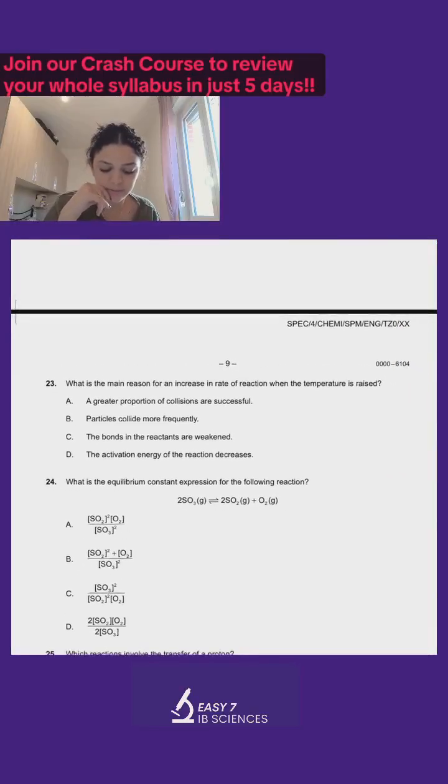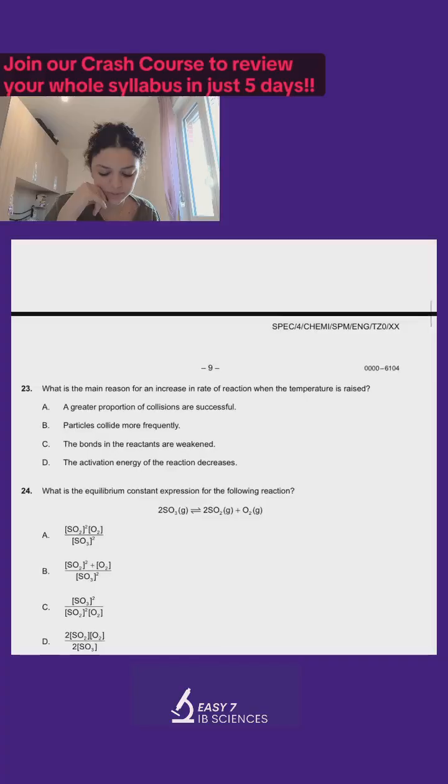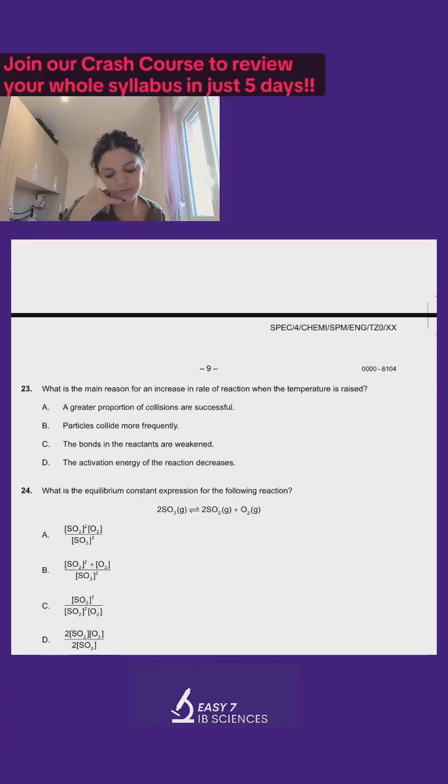What is the main reason for an increase in the rate of reaction when the temperature is raised? A: a greater proportion of collisions are successful. B: particles collide more frequently. C: the bonds in the reactants are weakened. D: the activation energy of the reaction decreases. Nice. Someone said B. What else are we thinking? B. Nice, guys. Exactly. B is the correct answer.